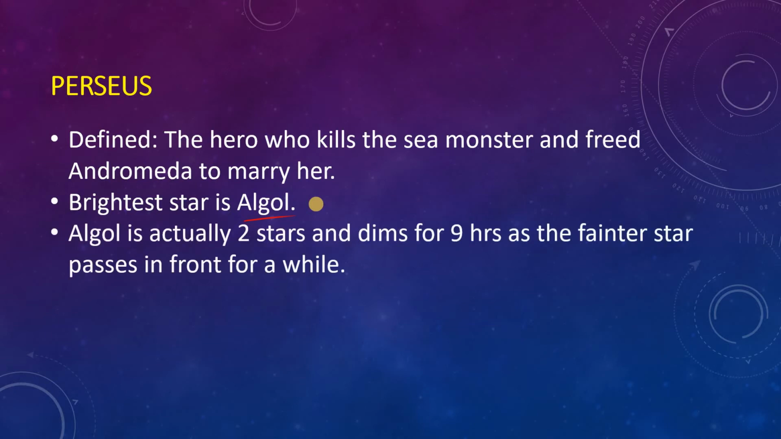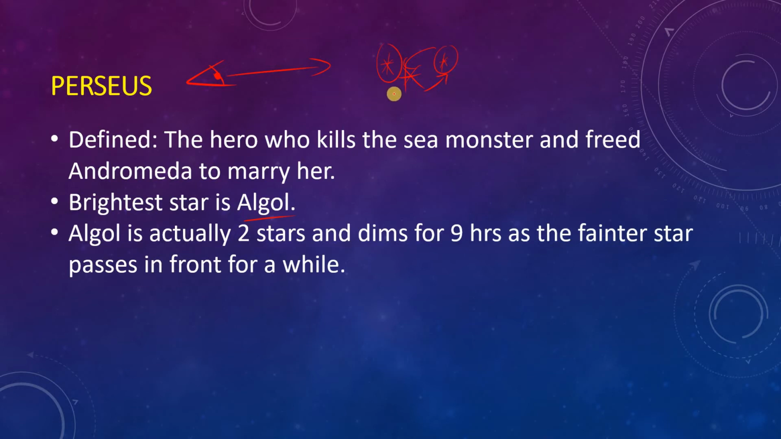Algol is actually 2 stars and dims for 9 hours as the fainter star passes in front for a while. What's going on here is that you have what's called a binary star. So here's a star here, here's another star here, and they seem to have a circular orbit. And then from the perspective of someone watching, the best I can draw, these 2 stars shuffle places so that you only see one at a time.